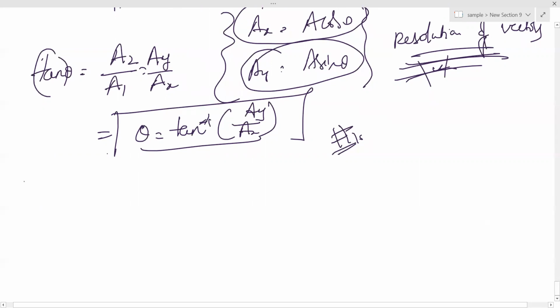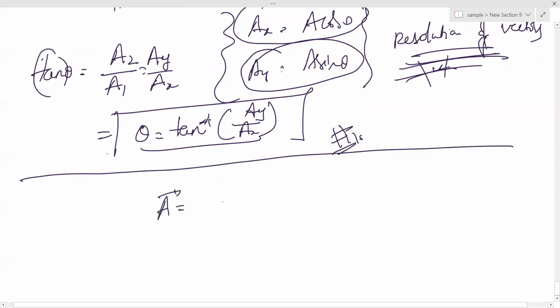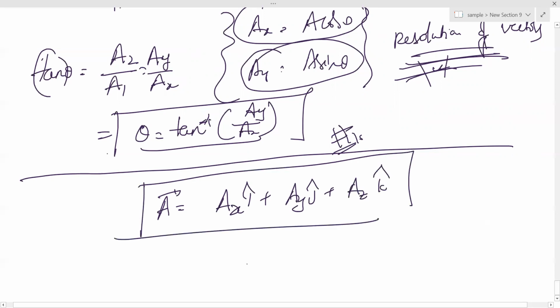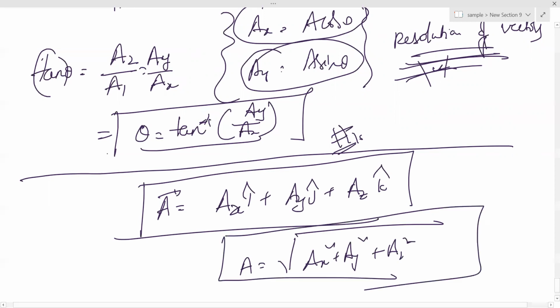Similarly, if it is in 3D space, you will resolve the vector in terms of three components: AX I cap, AY J cap plus AZ K cap. So the magnitude will be root over AX square plus AY square plus AZ square. Okay. This is the analysis you need to have in your mind in solving problems in future.